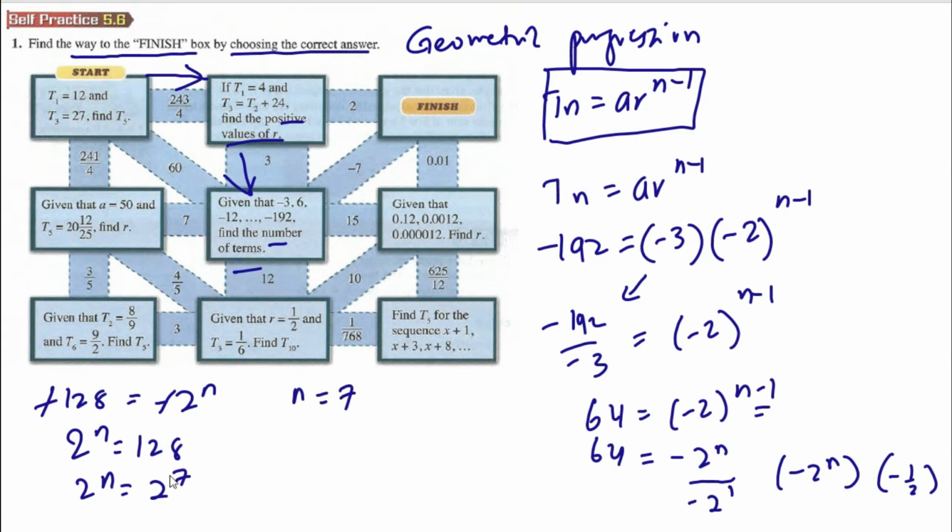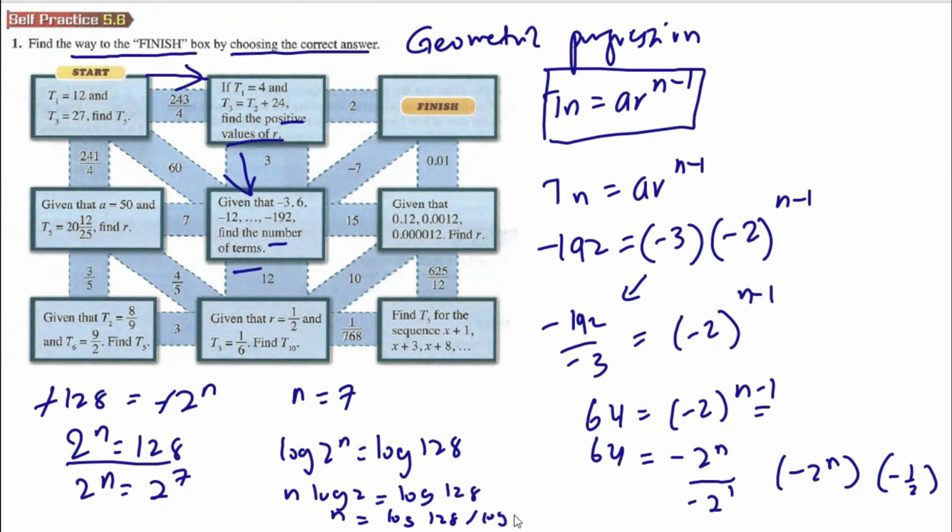So if you don't know 2 to the power of 7, you can just directly use log. So we see 2 to the power of n is 128. So log 2 to the power of n is equal to log 128. So n log 2 is equal to log 128. n is equal to log 128 divided by log 2, which is equal to 7. So 7 is this part, so we are going here.